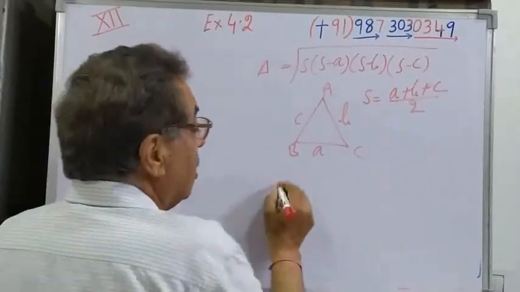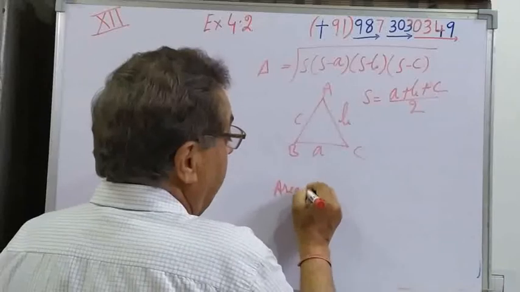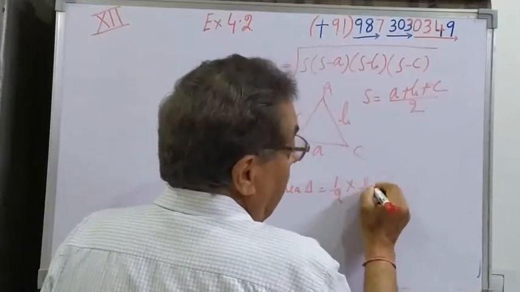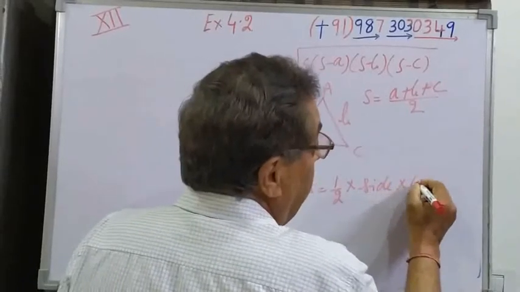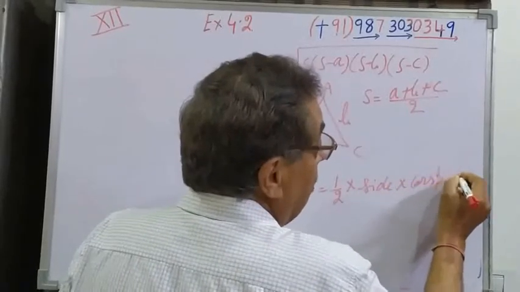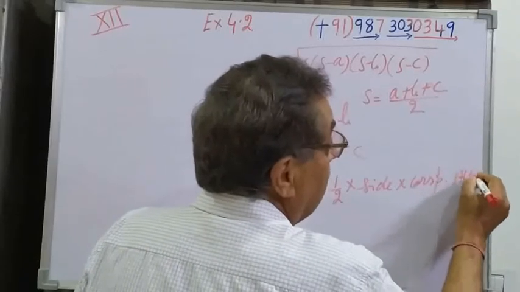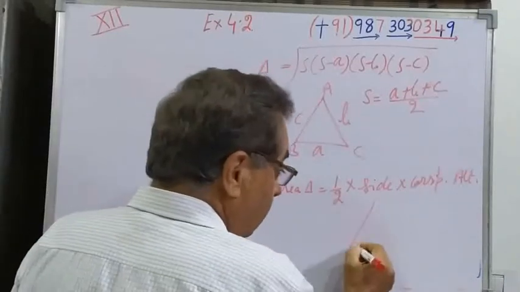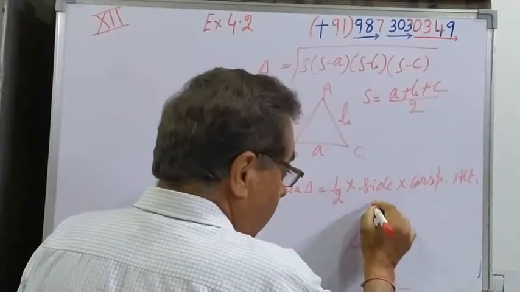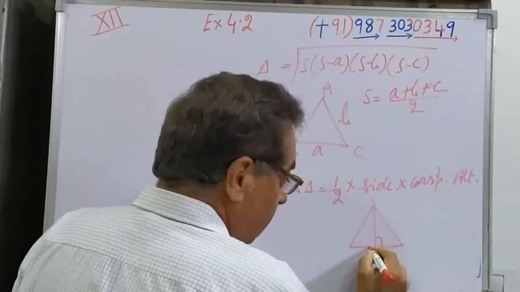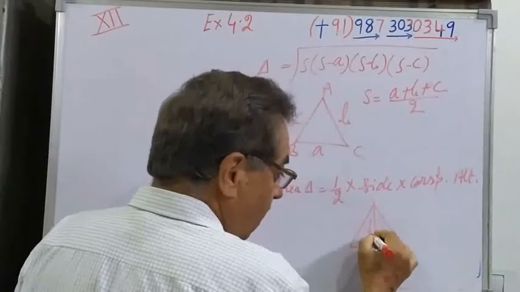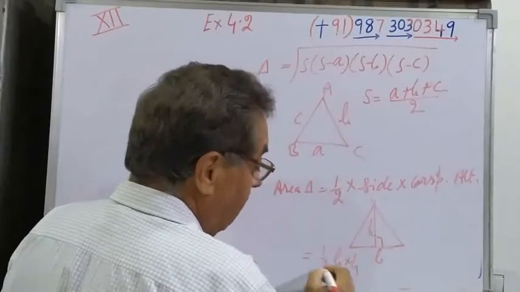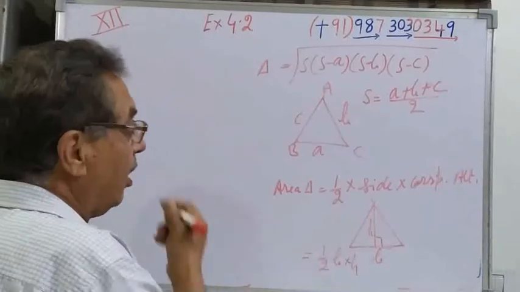The next one you have done: the area of a triangle is equal to half base, or any side of a triangle, times the corresponding altitude. Half base into height, you generally say. For example, this is a triangle and this is a right angle. So this is our base and this is the height, altitude, half base into altitude. These are two quite popular formulae.